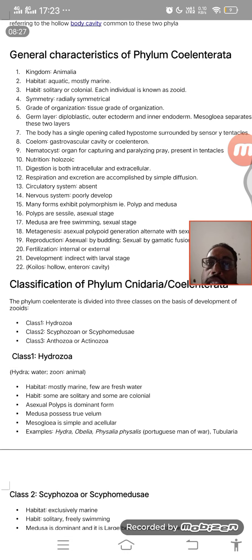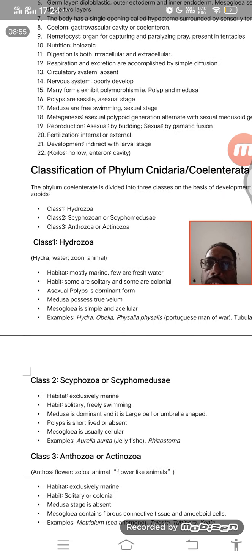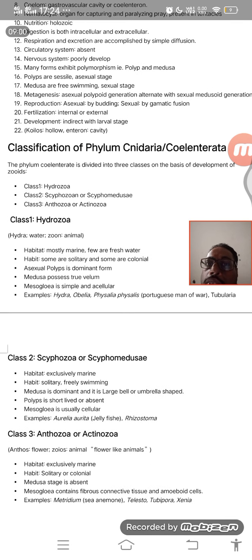Polymorphism can be seen, that means the different types, that is polyp and medusa. Polyps are sessile and medusa are free swimming. Sessile means they can't move, and medusa they are free. Medusa means umbrella shaped. And asexual regeneration we can see there. Fertilization may be internal or external. Larva will be formed inside this, and inside this there will be three classes. We don't need to study the characters of them.